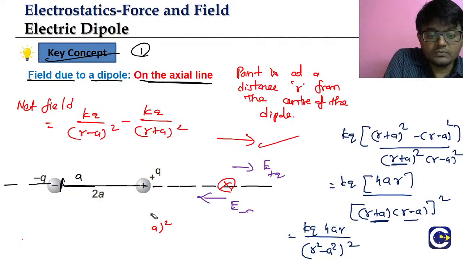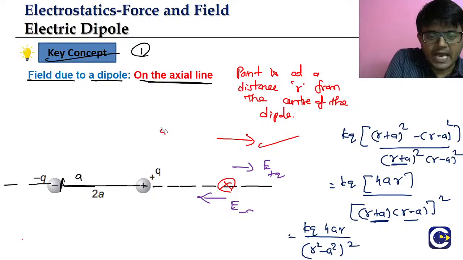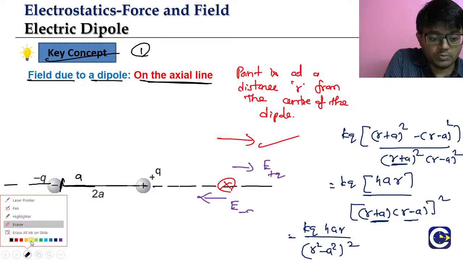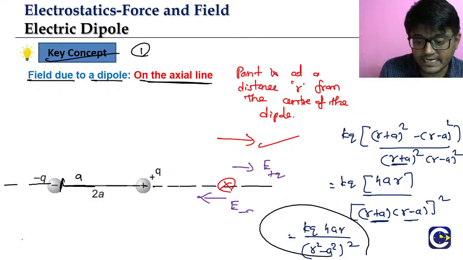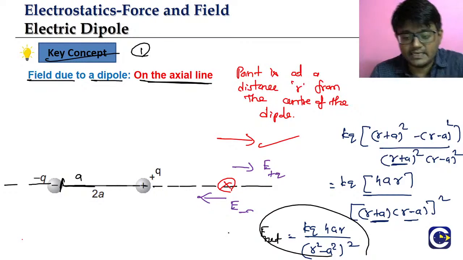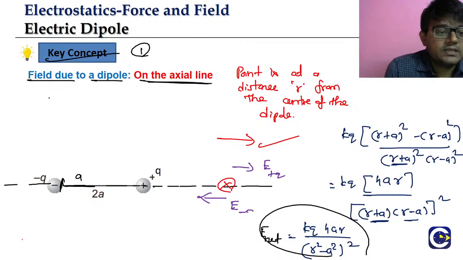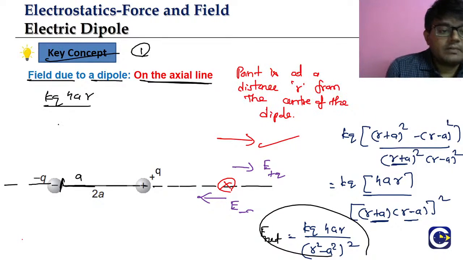But we have already said that for any electric dipole, we have an important property, what is it? Dipole moment. So the value of the electric field, we can represent this in terms of the dipole moment. Let's see how that comes. We can represent the value of this field. This is the net field. Net field where? At a point on the axial line. What is it? kq into 4ar by r square minus a square the whole square.